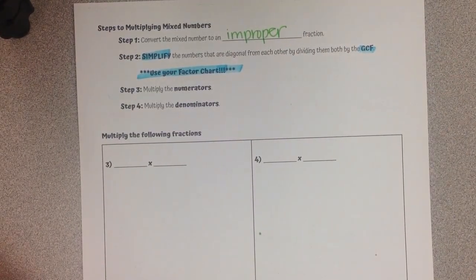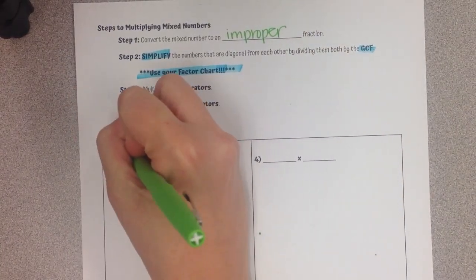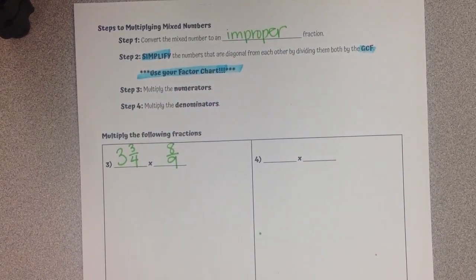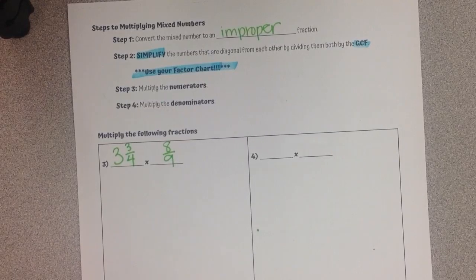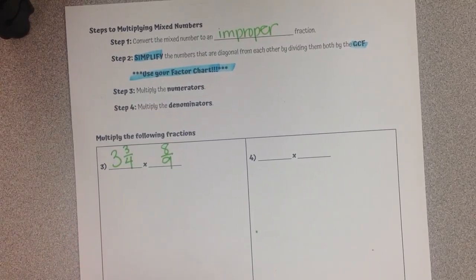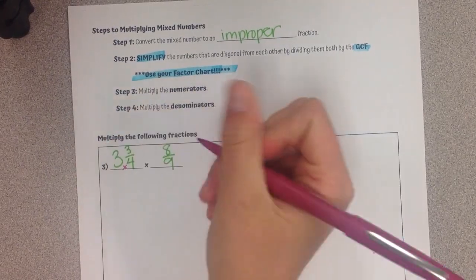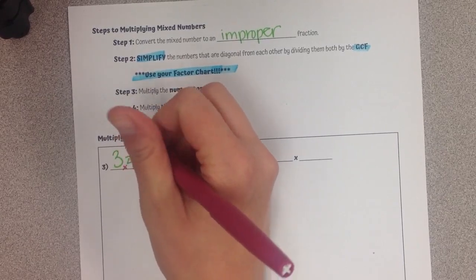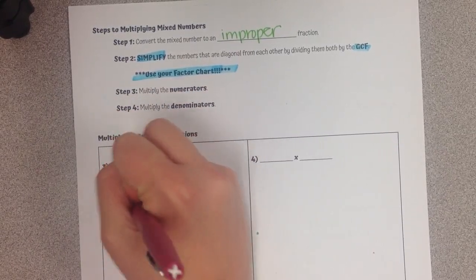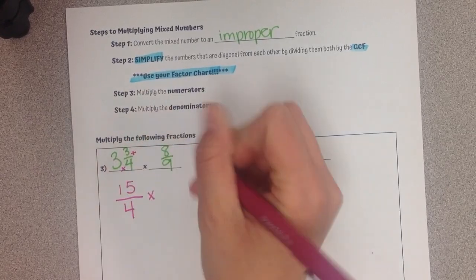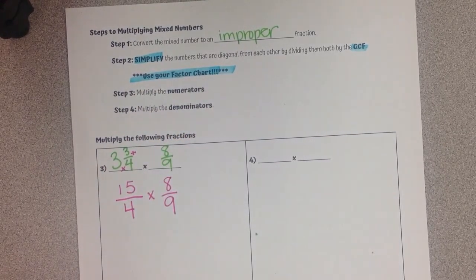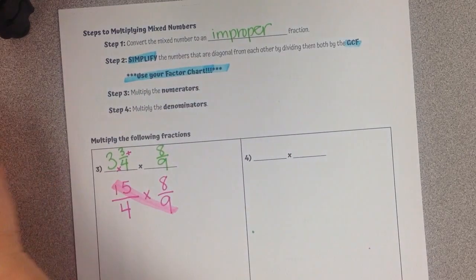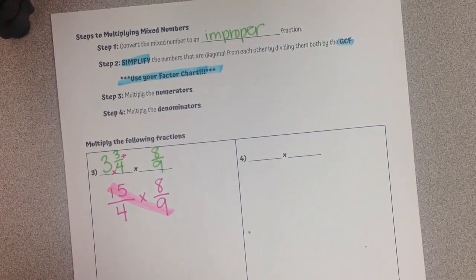Okay, so example 3, we have our mixed number 3 3/4 times 8/9. Okay, so my first step is to convert my mixed number to an improper fraction. So remember, I'm going to multiply my whole number and denominator. 3 times 4 is 12, and then add my numerator. 12 plus 3 is 15, and my denominator is going to stay the same, times 8/9. Now I'm going to follow these same steps. I'm going to highlight my diagonals. So I have 15 and 9, and I have 4 and 8.